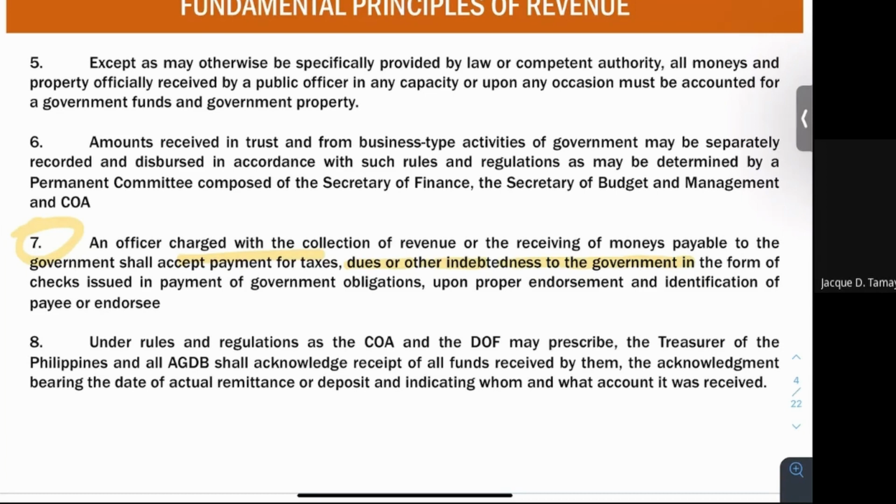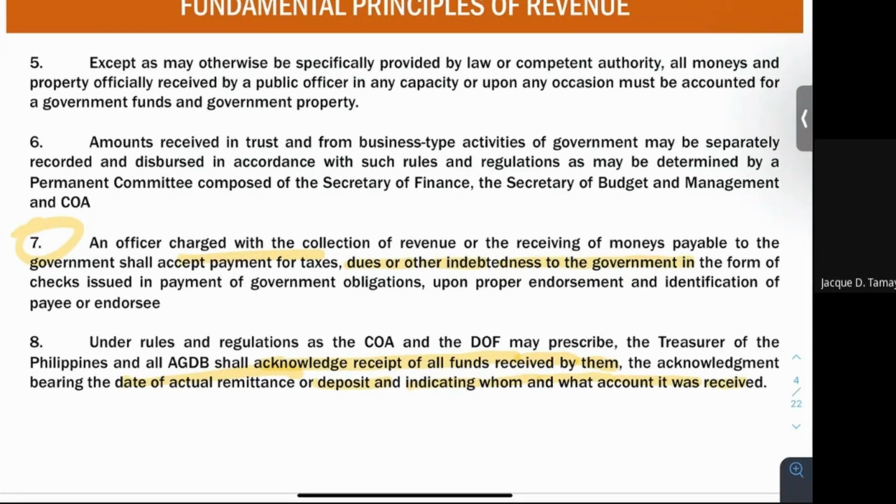However, the problem with checks is, what if it is dishonored? So how do we account for it? Later we will discuss also how to account for a dishonored check. And then lastly, number eight, under rules and regulations as the COA and DOF may prescribe, the Treasurer of the Philippines and all AGDB shall acknowledge receipt of all funds received by them, the acknowledgement bearing the date of actual remittance or deposit, and indicating by whom and what account it was received.